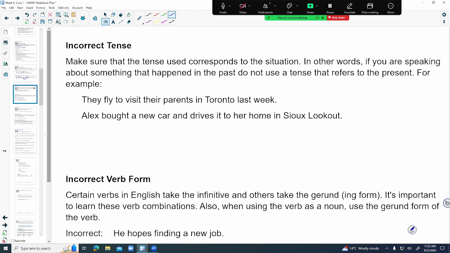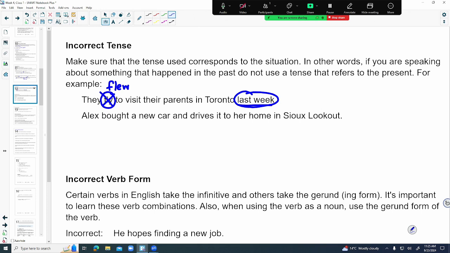Okay, another common sentence error is incorrect tense. So we talked about tenses when we talked about verbs: past tense, present tense, and future tense. So make sure that the tense used corresponds to the situation. If in a sentence you're using more than one verb, make sure that the verbs are the same tense. So in the examples, "They fly to visit their parents in Toronto last week." It happened last week, so it's in the past, which means the verb needs to be in the past. So instead of "they fly," we need "they flew to visit their parents in Toronto last week." Because "fly" is the present tense, we need it in the past tense, because it's last week.